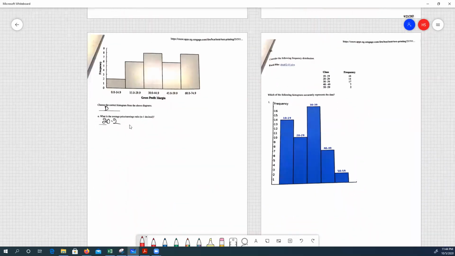Okay, so what is the average price earning ratio? To find the average, you just take the average of all the numbers. Then the average is 20.2.